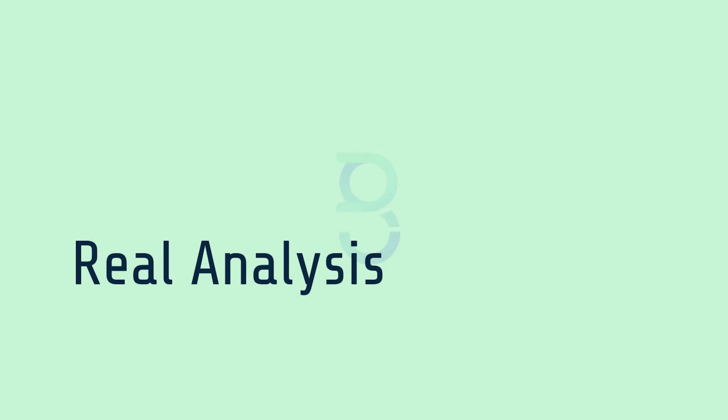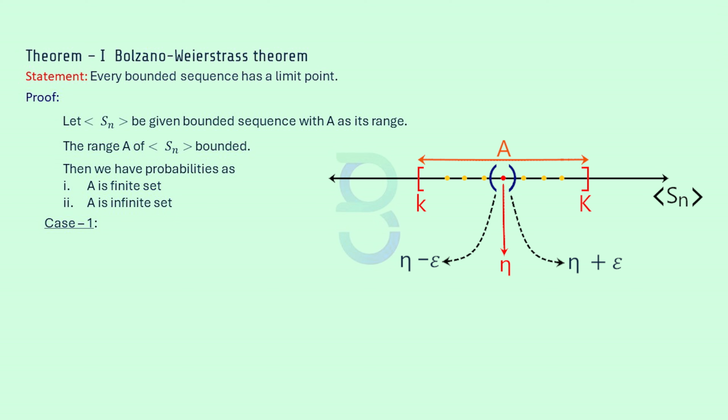Then we have two possibilities. First one, A is a finite set, and second one, A is an infinite set. Let us consider the first case. Remember that A is a finite set in this case, and we know that the sequence Sn has an infinite number of elements, but A is a finite set. So there must be a repetition of elements in the sequence Sn.